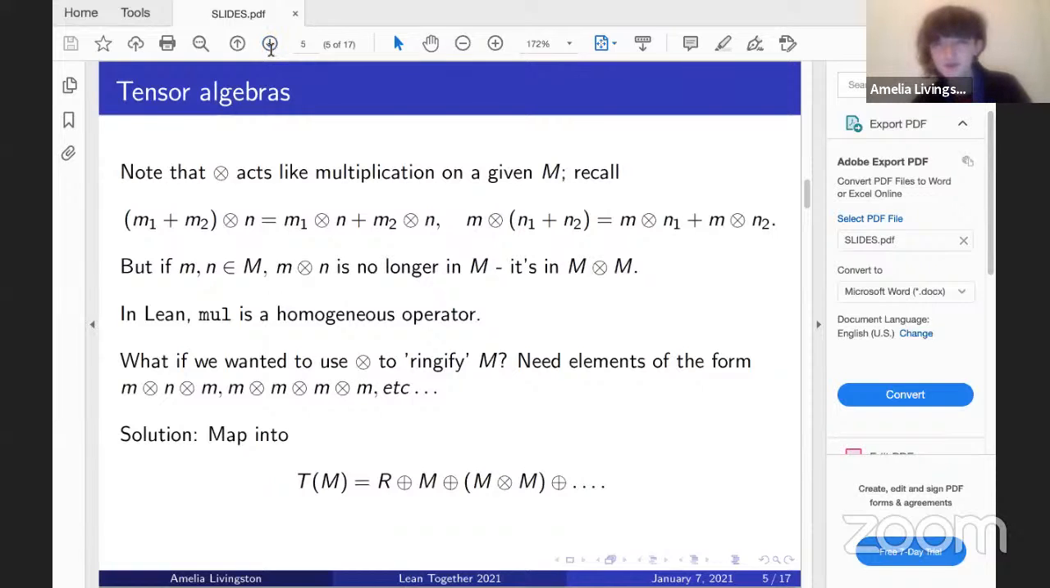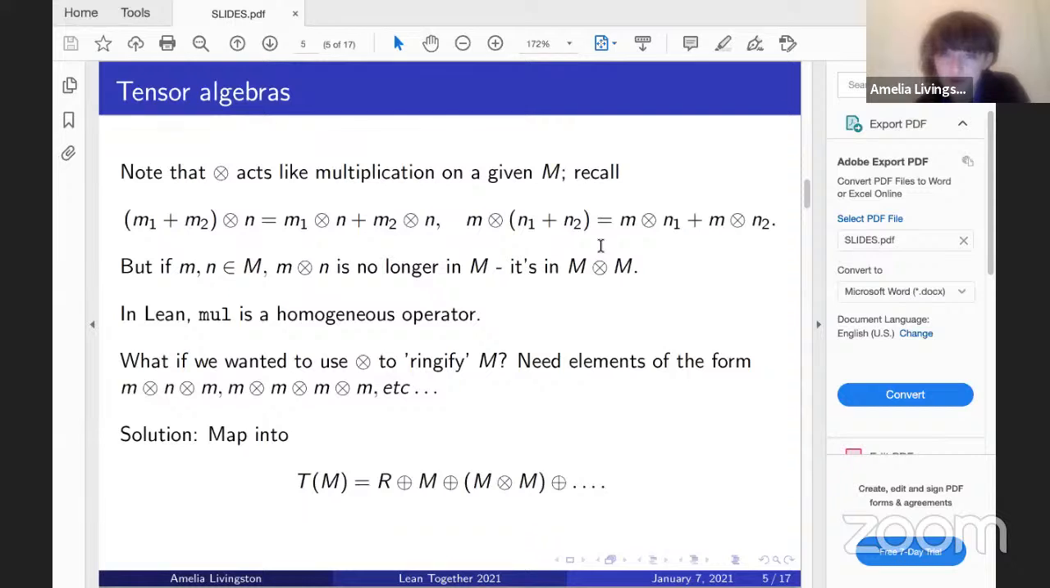So the tensor product acts quite a lot like multiplication in that it distributes over addition, first of all. But there's something different about it in that if you tensor together two elements of M, then the resulting object is not in M, it's in a new type called M tensor M. And certainly in Lean 3, at least, mul is a homogeneous operator. So we can't call the tensor product multiplication in Lean.